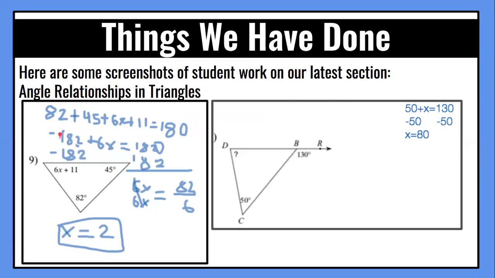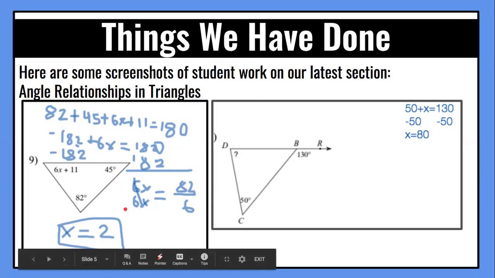So they know 82 plus 45 plus 6 is 182. So they subtracted 182 from here, I believe, and actually, I think there might be some mistake in this work, but there's some work we're doing. We're still solving for x like in the traditional sense.